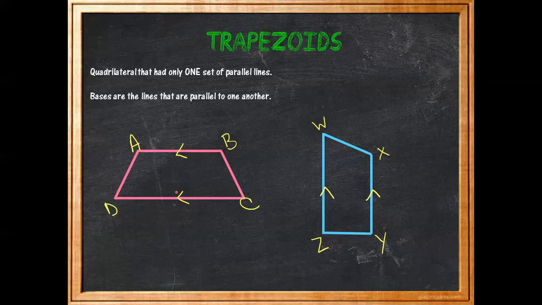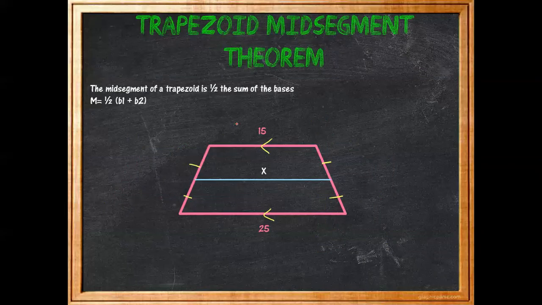Trapezoids are quadrilaterals that have only one set of parallel lines, and we call those the bases. So for example, this line and this line are parallel, so we would call those the bases. These two lines are parallel, so we would call those the bases as well. The mid-segment of a trapezoid is half the sum of the bases. So M, the mid-segment, equals half times base 1 plus base 2.